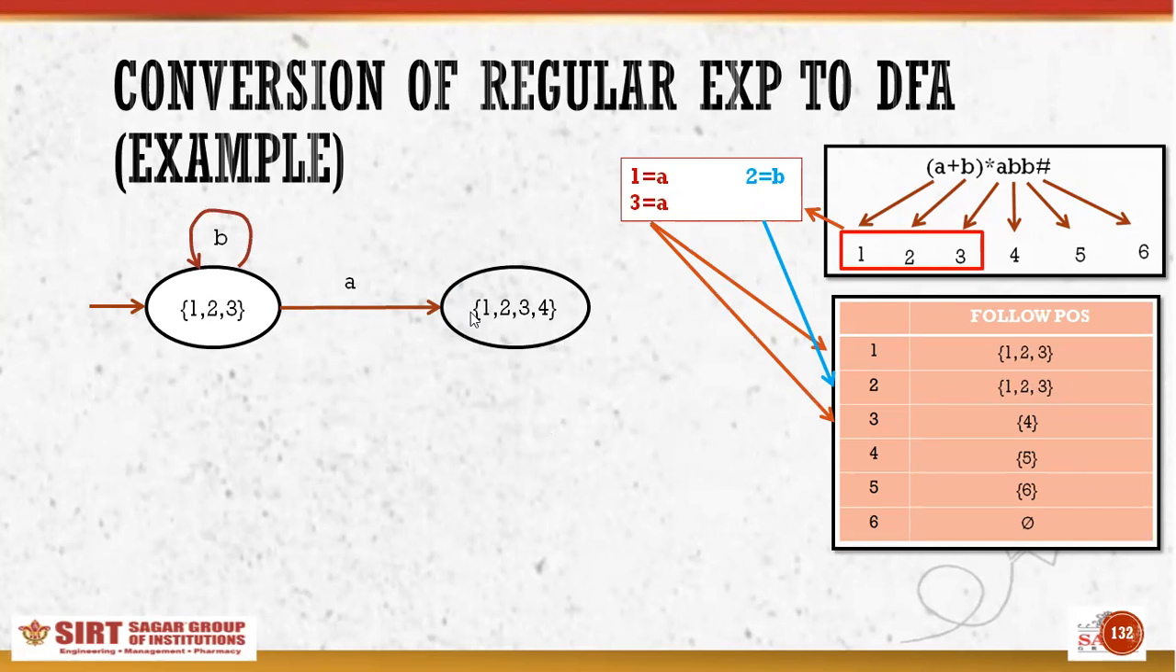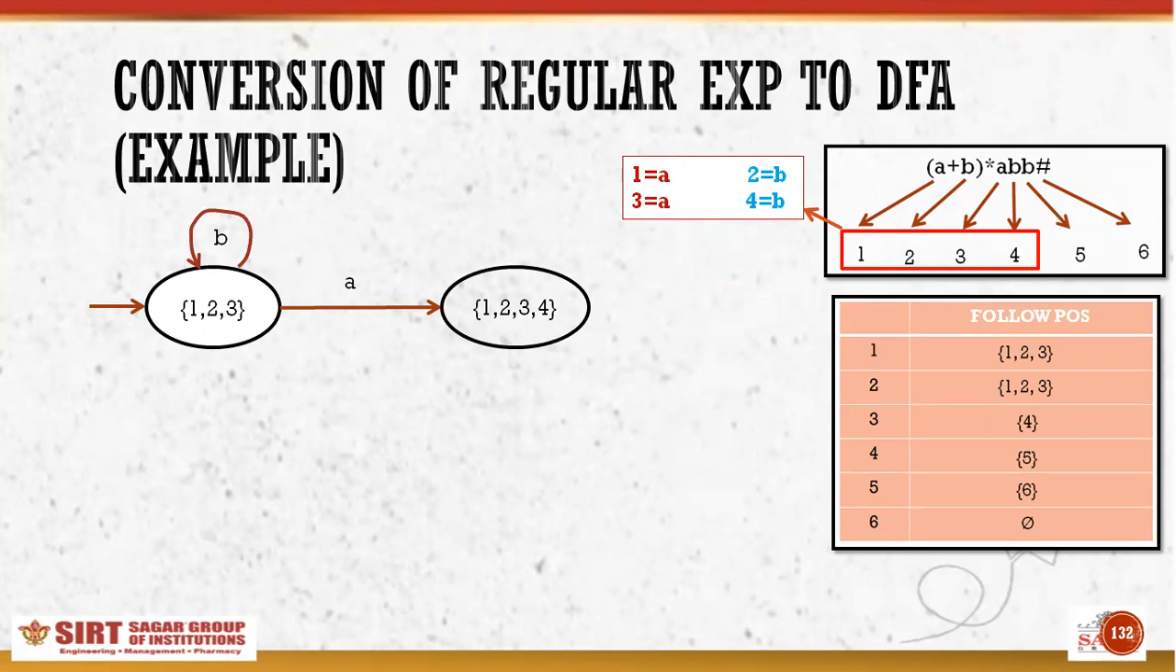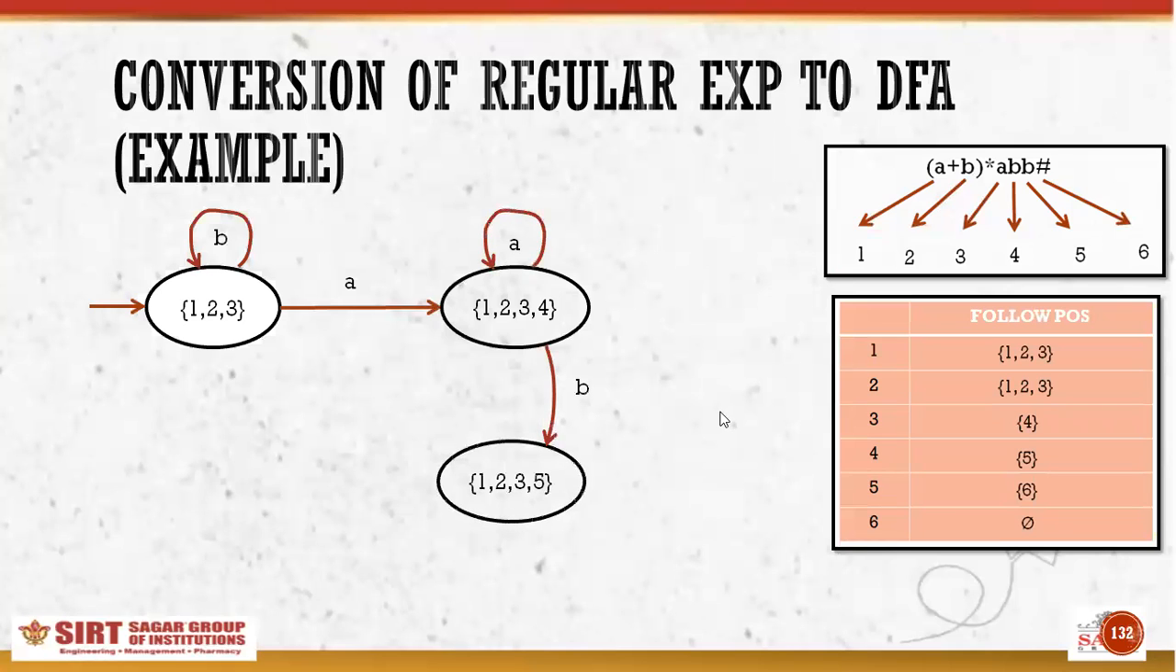I will repeat the same step: in 1, 2, 3, 4, I will classify which numbers are A and which are B. In 1, 2, 3, 4, 1 and 3 are A and 2 and 4 are B. So I will combine the followpos of 1 and 3, which will be 1, 2, 3, 4, and make the A transition. And the followpos of 2 and 4 results in 1, 2, 3, 5. So I will make the B transition to 1, 2, 3, 5. Now I have again got a new state 1, 2, 3, 5.